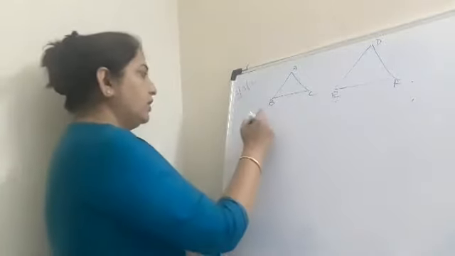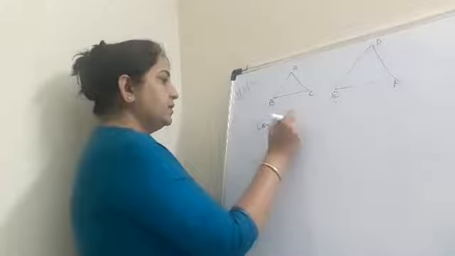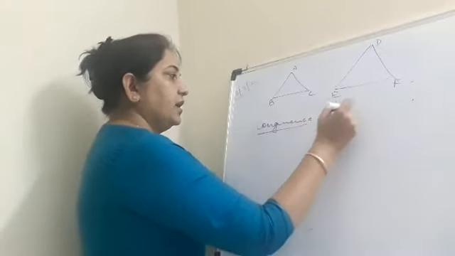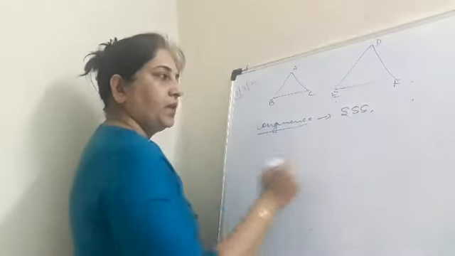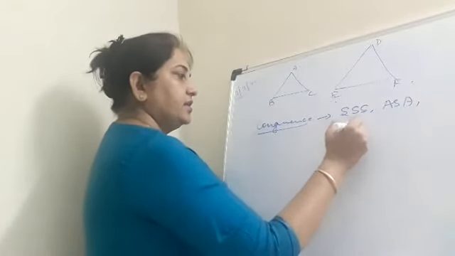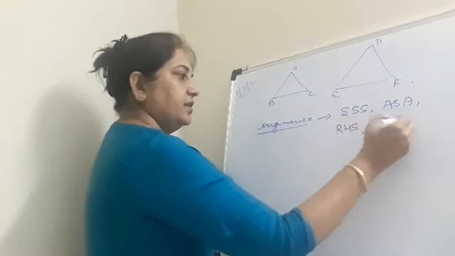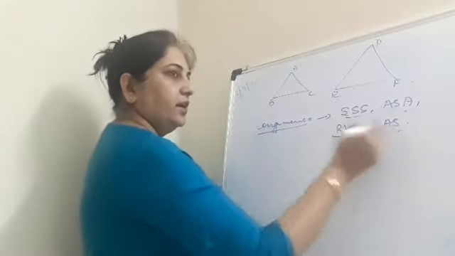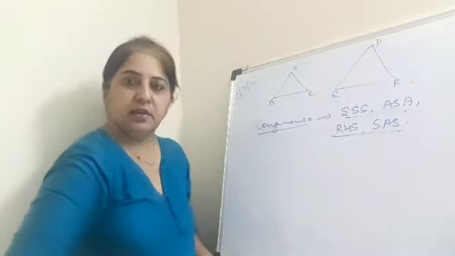Okay, so you know what the congruence conditions are? The congruence conditions are SSS, okay, then ASA and RHS and SAS. These are the four congruence conditions. We have also studied AAS in class 9th.